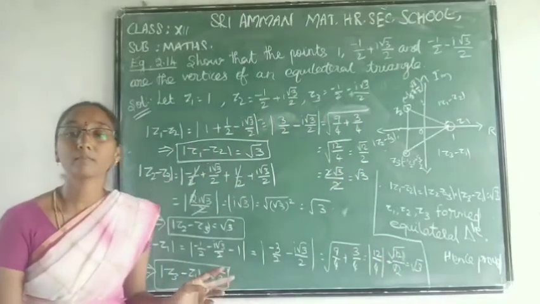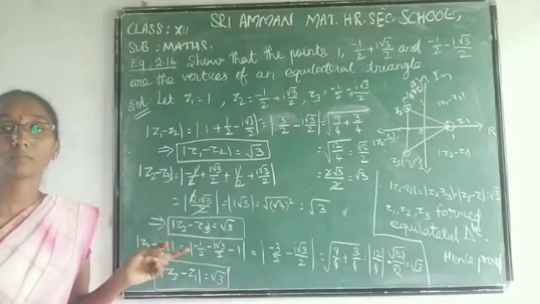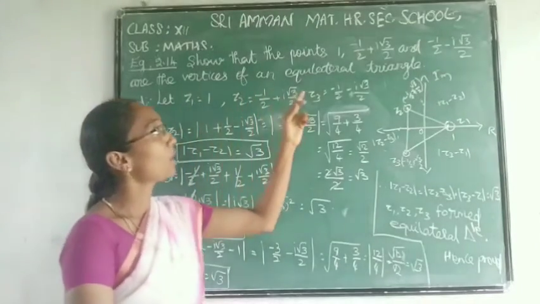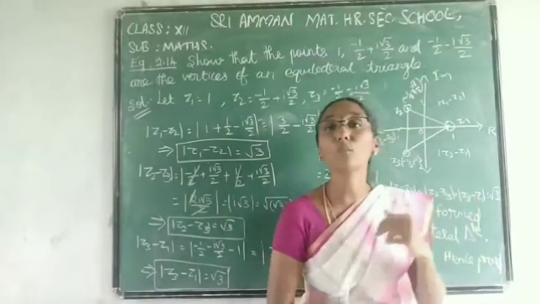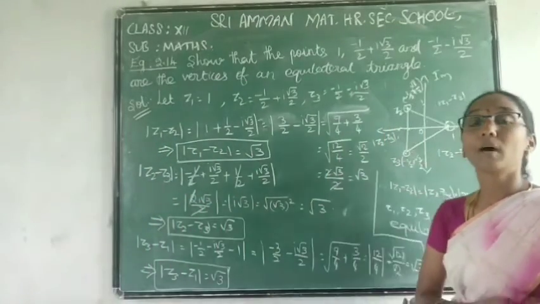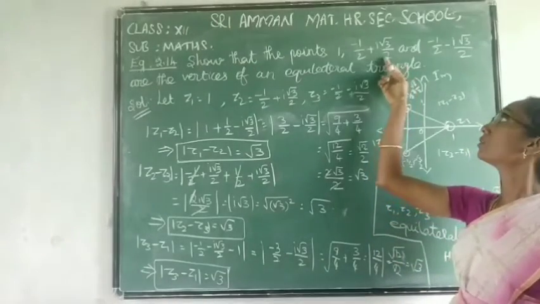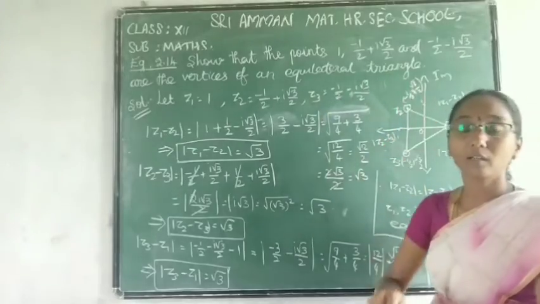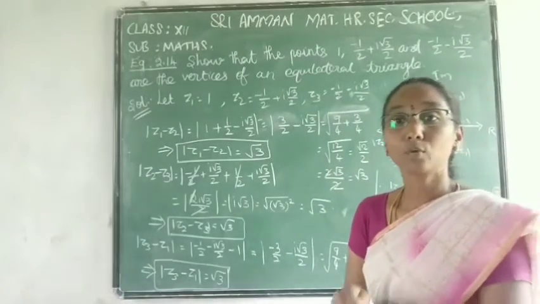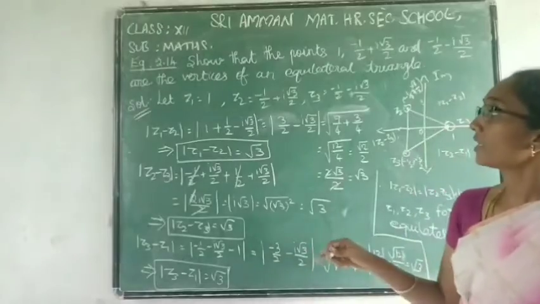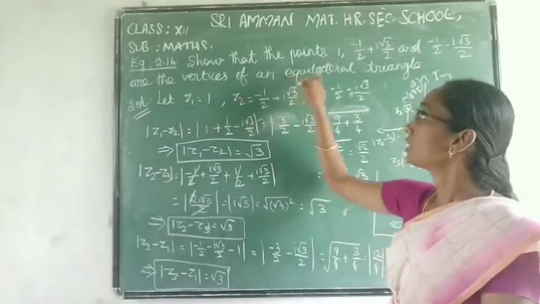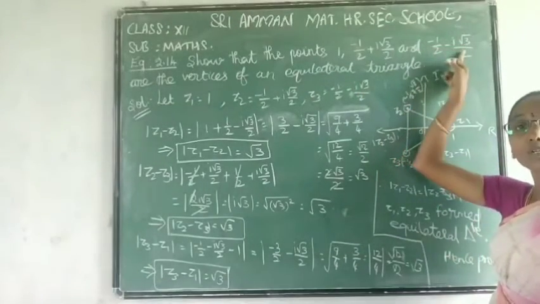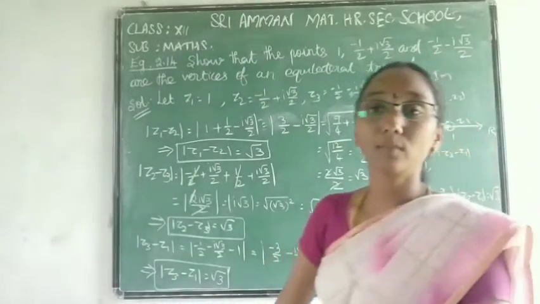Do you understand? Any doubt? Once again I will say, we want to prove that the points 1, minus 1 by 2 plus i root 3 by 2, and minus 1 by 2 minus i root 3 by 2 are the vertices of an equilateral triangle. So now let us consider z1 equals 1, z2 equals minus 1 by 2 plus i root 3 by 2, z3 equals minus 1 by 2 minus i root 3 by 2.